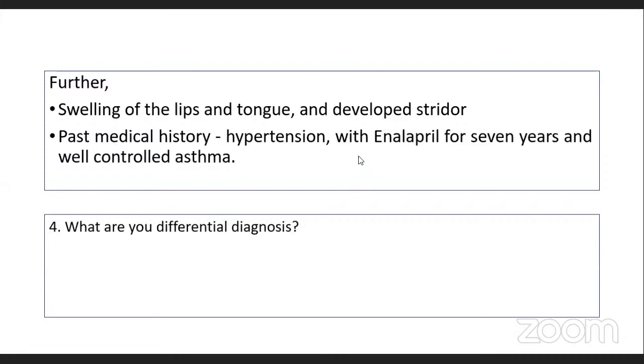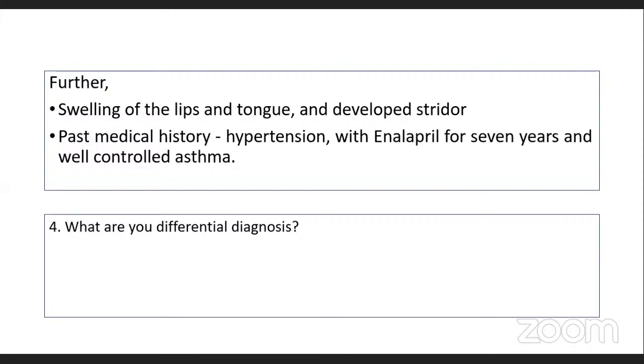For this patient, what are your differential diagnoses? As I mentioned before, what you want to do is identify the cause. You need to treat the symptoms first, and then start the resuscitation, but you need to identify the cause. Otherwise, if you're not correcting the cause, the patient is going to die in front of you.